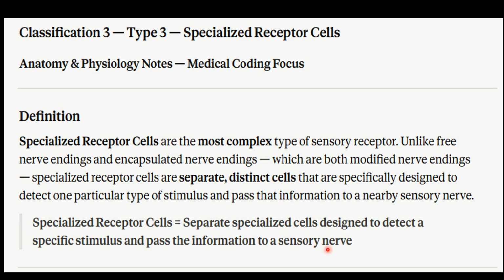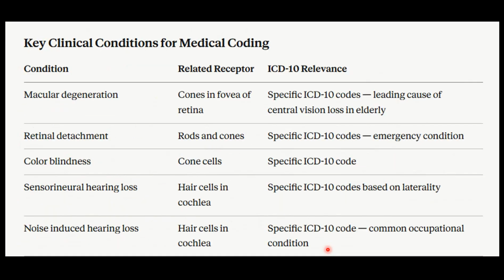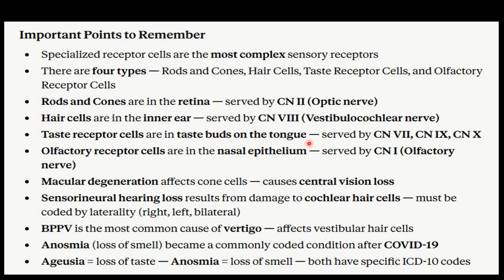Okay, and now we have learned so many things. So if you want to revise it, here you will find some pointers that will help you to revise this. Here you can see specialized receptor cells are the most complex sensory receptors. There are 4 types mainly: rods and cones, hair cells, taste receptor cells, and olfactory receptor cells.